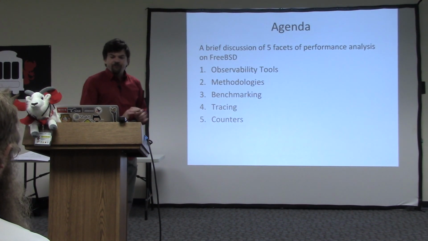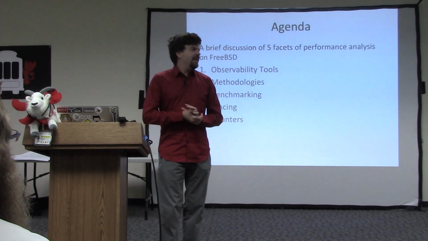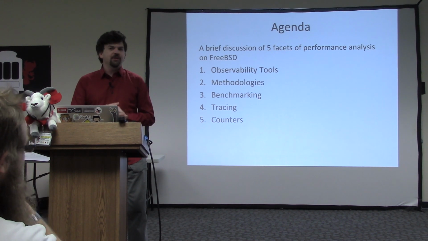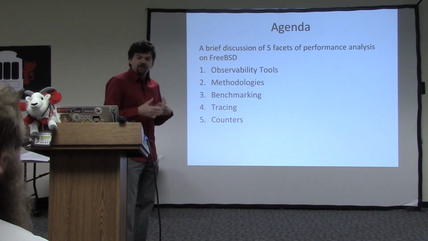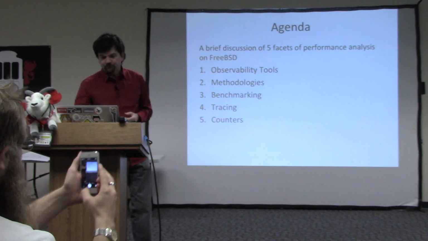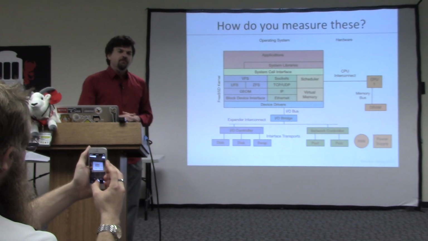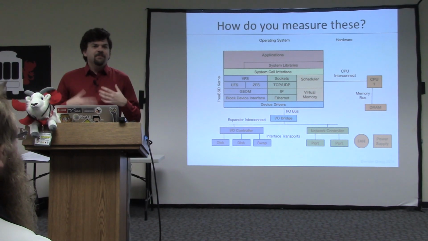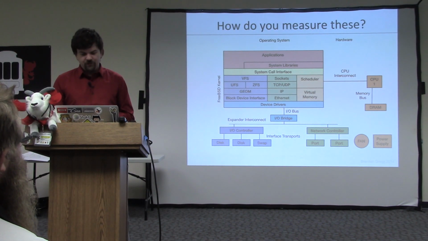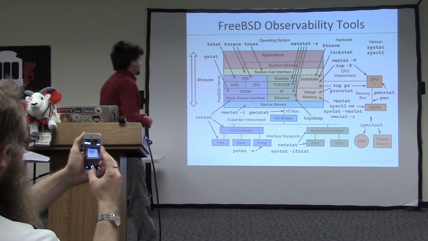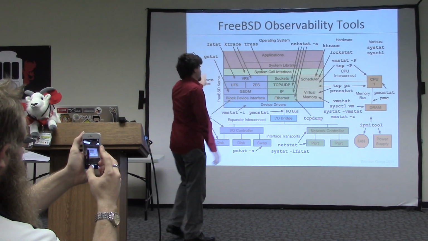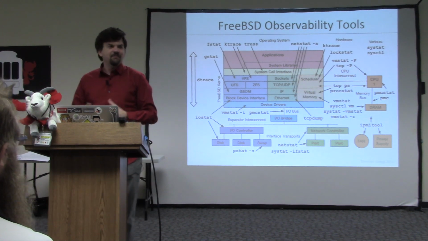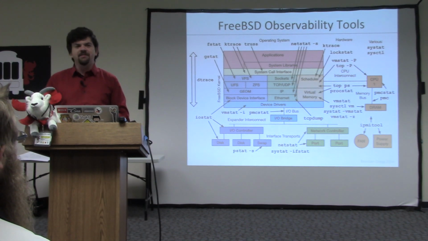So I'm going to go through 5 facets of performance analysis in 45 minutes. 5 important topics to cover: observability tools, methodologies, benchmarking, tracing, and counters. So, observability tools, and that's why this diagram can be helpful. Think about how you measure each of these components. I've decorated it with FreeBSD because FreeBSD is what I have most experience with. I understand this probably is fine for OpenBSD and other BSDs as well.